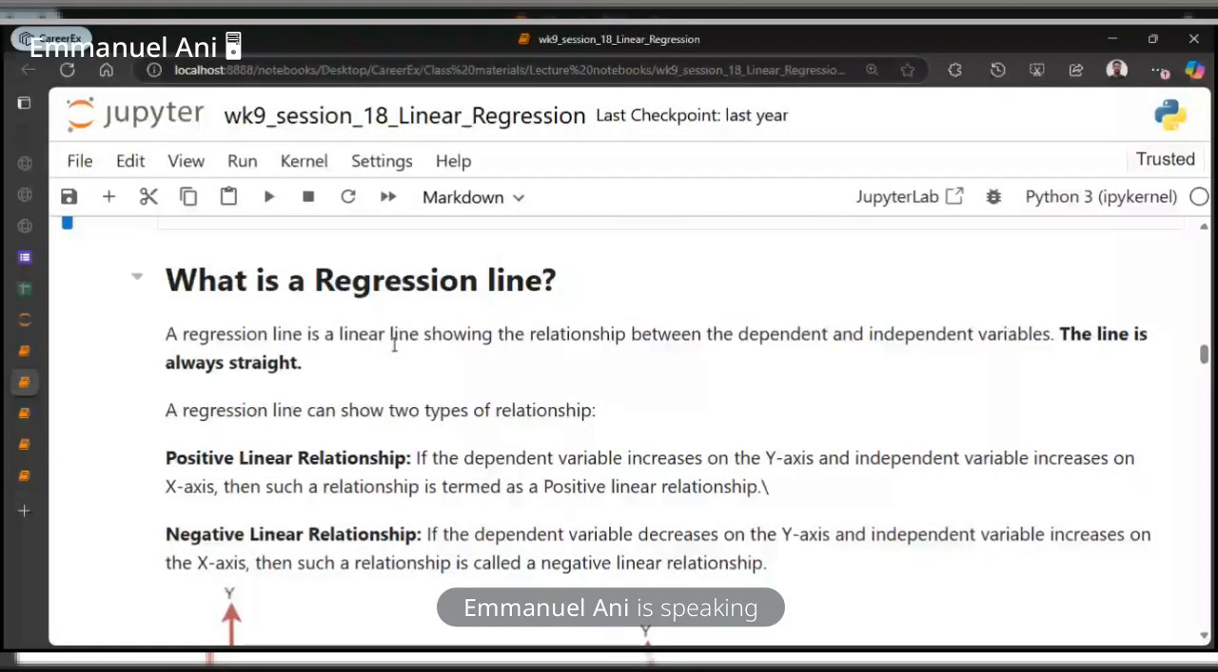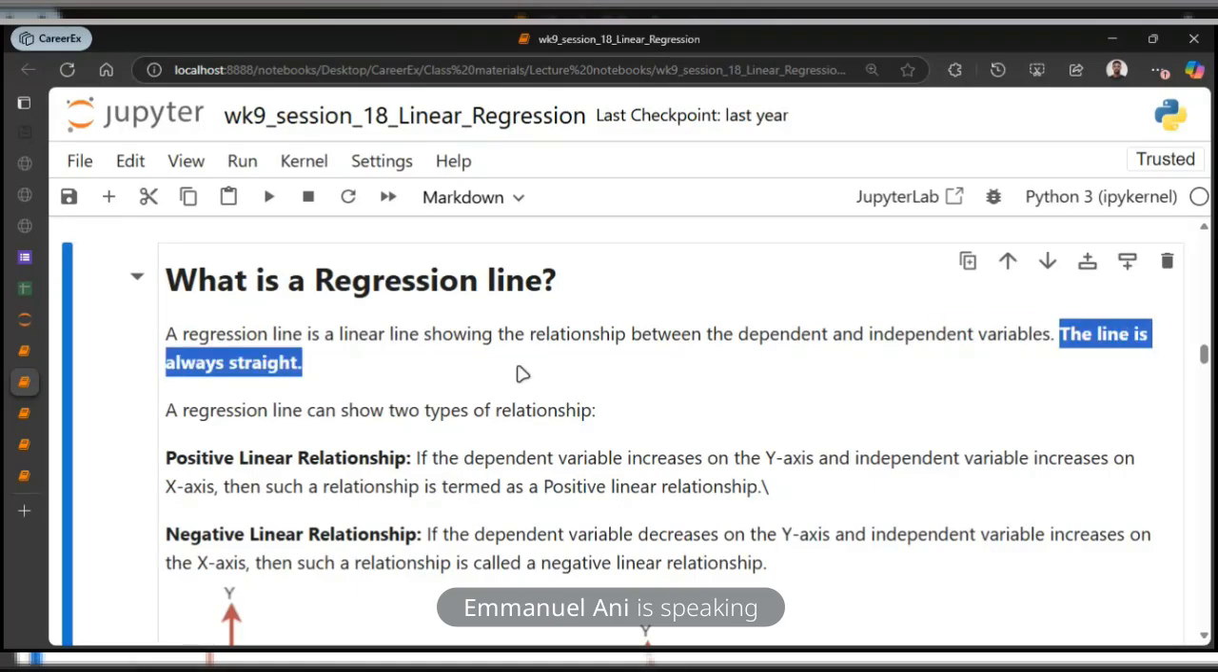So regression is just a statistical technique that you use to understand the relationship between a dependent and independent variable. The line is what represents that relationship. So the line is the regression line. It represents the relationship between these two variables. And the regression line is always a straight line.